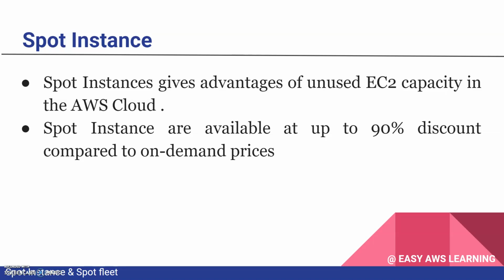Spot instances let you take advantage of unused EC2 capacity within the AWS cloud. In a spot instance, the user has to bid their own price, and if your price is above the current spot price, up to your max, then you will get your instance. Spot instances are available at up to a 90% discount compared with your on-demand instance price. So this is very cheap, very easy, and very cost effective, and you can use it for different use cases.